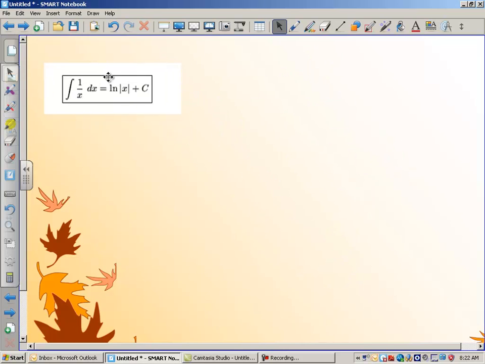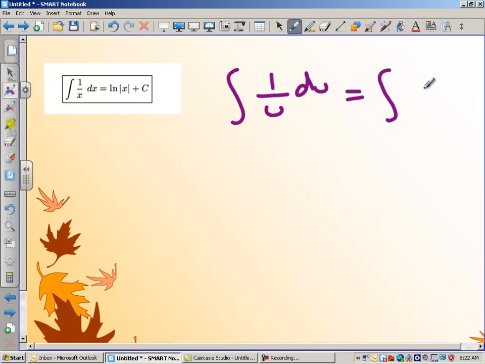Okay, so this is our general statement. If we want to integrate 1 over x, the answer is natural log of absolute value of x plus c. Or if we want to integrate 1 over u, as long as we have du, this is also written as the integral of du over u. As long as we have this form, this answer is the natural log of the absolute value of u plus c. So this is what we learned.